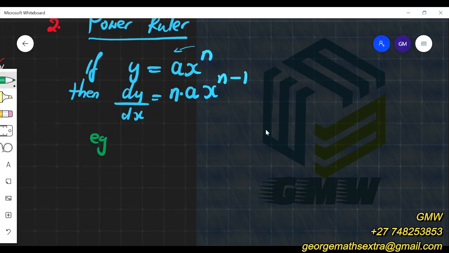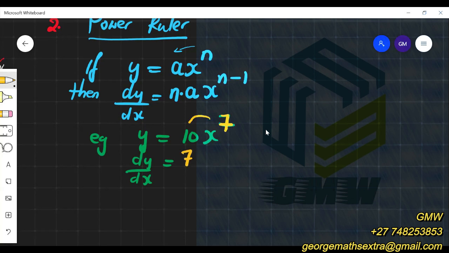Let's look at an example. y is equal to 10x to the power 7. What do you think is dy/dx? The 7 will come down just like n, and multiply with the 10, then x to the power 7 minus 1. What is 7 times 10? 70. Then x becomes x to the power 6.